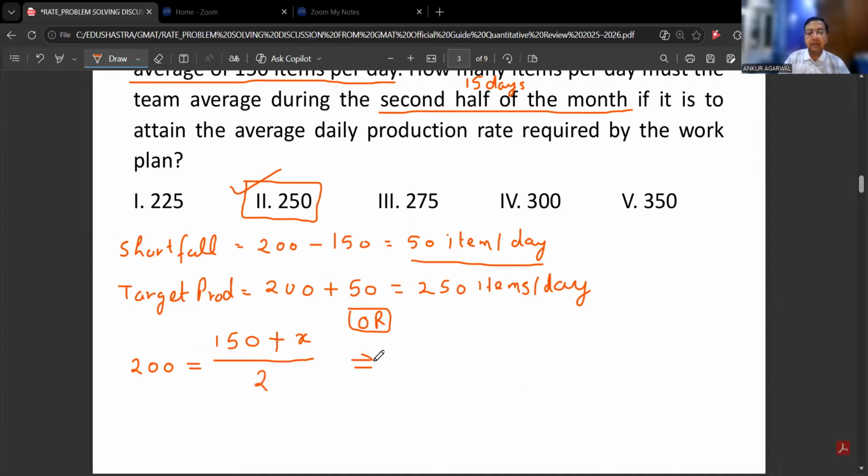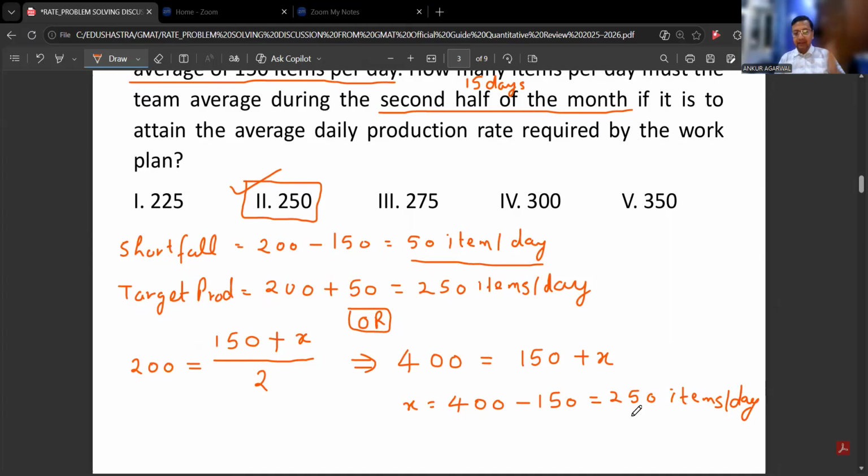And when you simplify this, it comes out to be one simple equation. 400 is equal to 150 plus x, cross multiplying. And when you take out the x here, it is 400 minus 150, and this will give you your desired answer, which is 250 items per day. Okay, so this is the challenge which I am giving you.